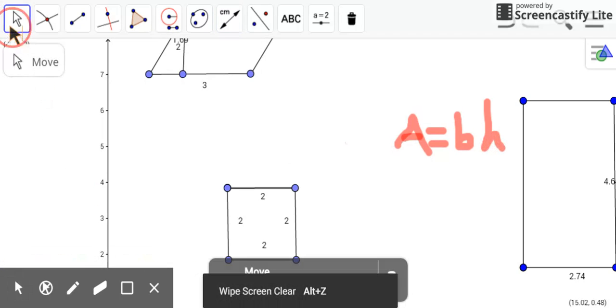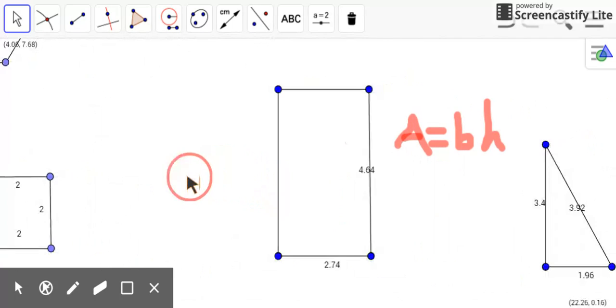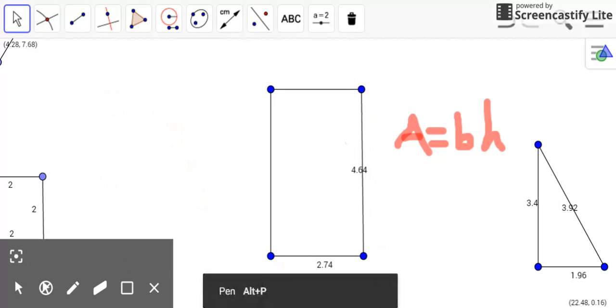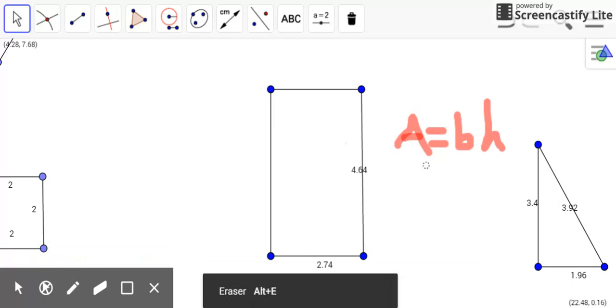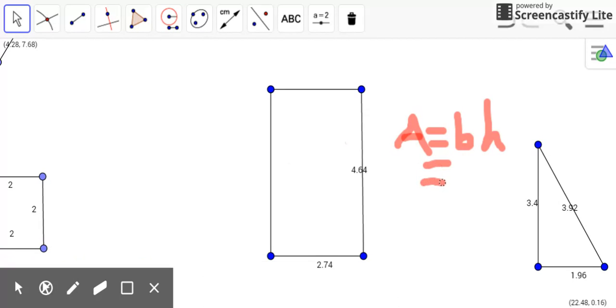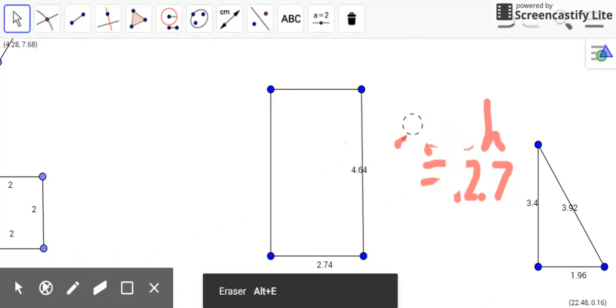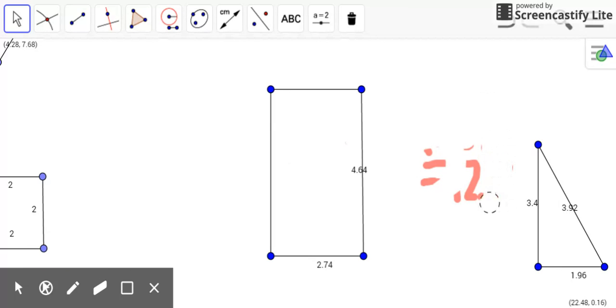This is the base, and this is the height of the rectangle. And that would just be 4.64 times 2.74. I'm not going to write that out, but that would equal 12.7, and it's in centimeters. And that is how you calculate the area of a rectangle.